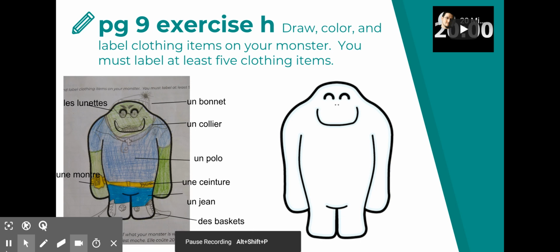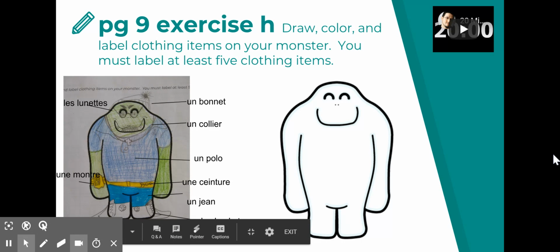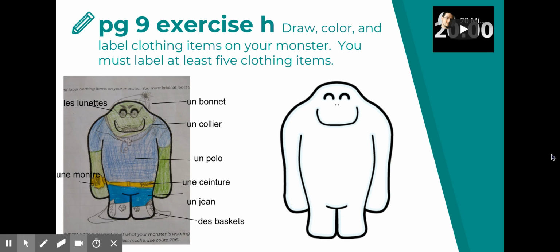OK, tournez à la page 9, exercice H, s'il vous plaît. Page 9, exercice H. Okay, so you should have a monster and you're just working on the monster. Don't do K. You are not writing anything on K, that bottom part. You're just working on the top half with the monster. You need to draw, color, and label clothing items on your monster. You must label at least 5 clothing items.